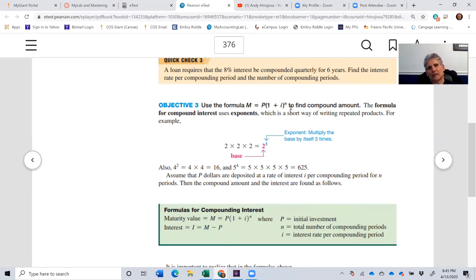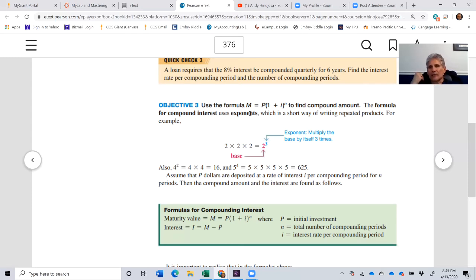power of N, where M is the maturity value. That's going to be the future value of what we're looking at, the maturity value of an investment. P is going to be the original principal. 1 is 1, plus I is the interest rate that we're looking at. And then N is the number of compounding periods. Now that I, we got to go back to the I. The I is the interest rate, but it's not the annual interest rate. It's the compounding period interest rate, okay?